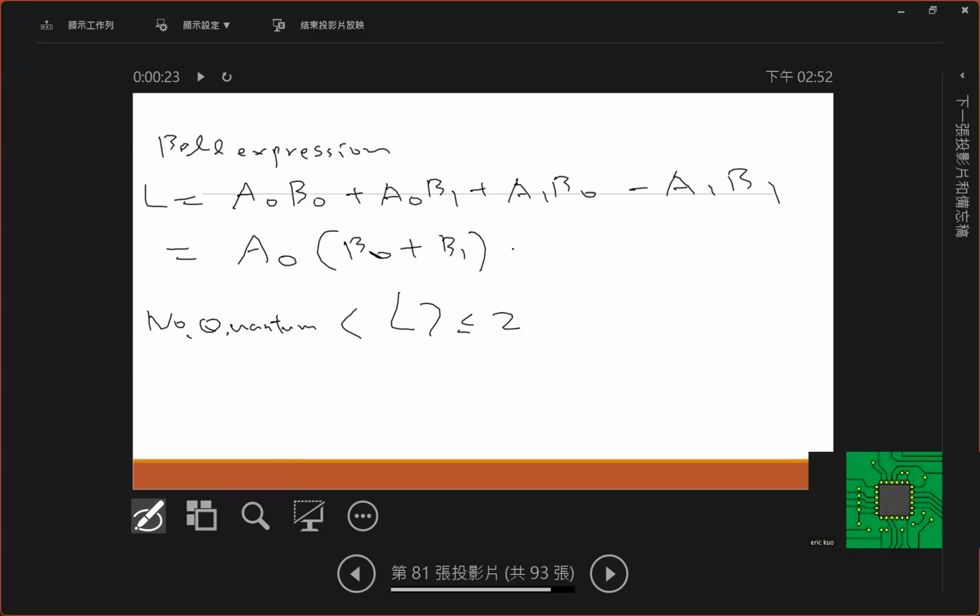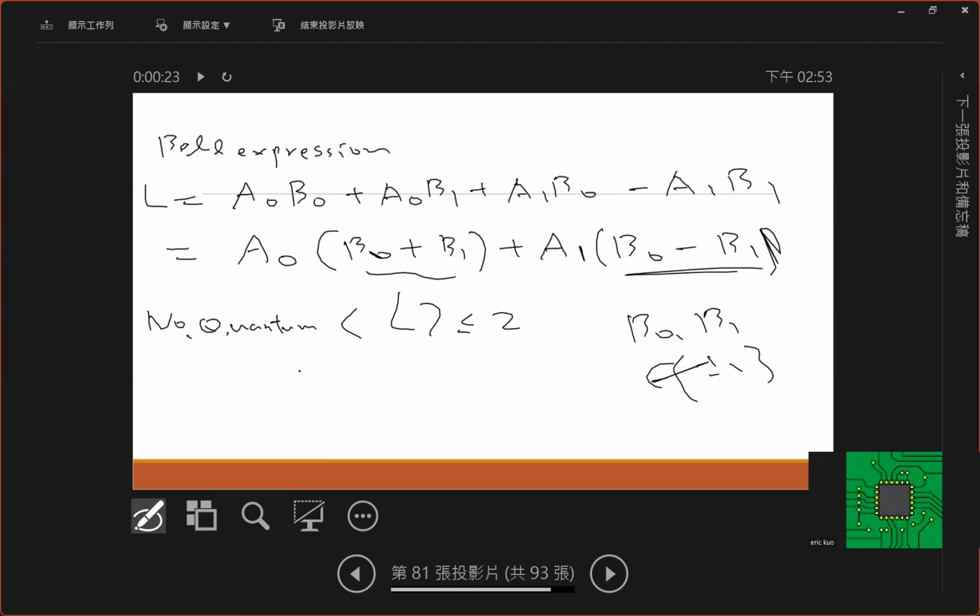Yeah, it's A0 times B0 plus B1, and then A0 times B0 minus B1. Since each of B0 and B1 is plus or minus 1, one of B0 plus B1 or B0 minus B1 must be 0, because B0 and B1 belong to plus or minus 1. So without loss of generality, I can say this one is 0. Then this is basically a square, it's either 2 or minus 2. So the absolute value of L is less than or equal to 2.